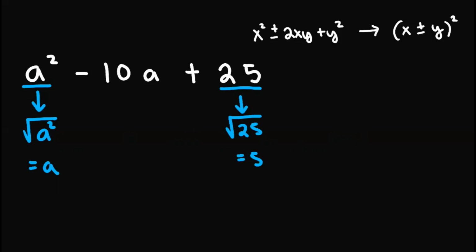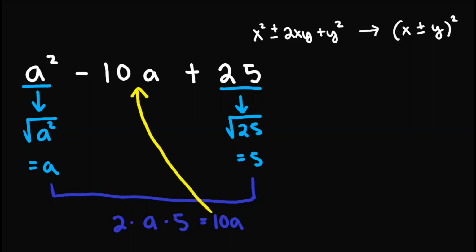So upon checking the first and the last terms, it satisfies the given form. The only thing left is to check the middle term. Multiplying these two, we've got a times 5 and times 2. This is equal to 10a, which is the same as the middle term. So we can conclude that this is equal to the square root of the first term, which is a, the minus sign, and the square root of the last term, which is 5, squared. And so we have factored this perfect square trinomial.